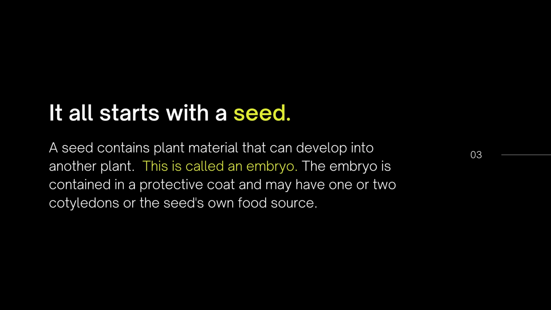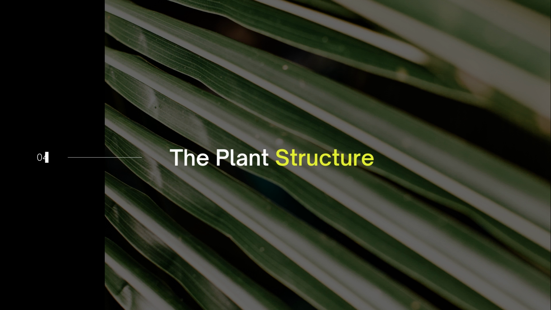Seed contains plant material that can develop into another plant. This is called an embryo. The embryo is contained in a protective coat and may have 1 or 2 cotyledons, or the seed's own food source. The plant's structure.